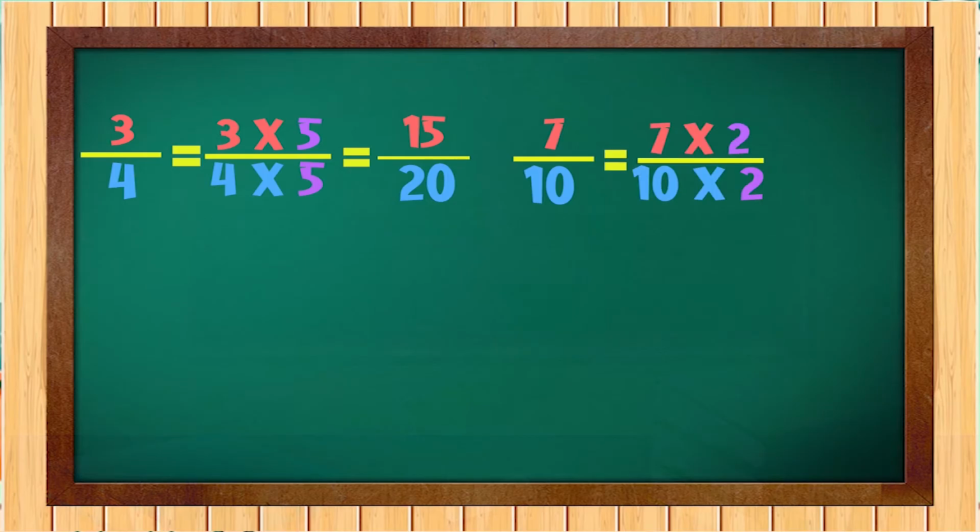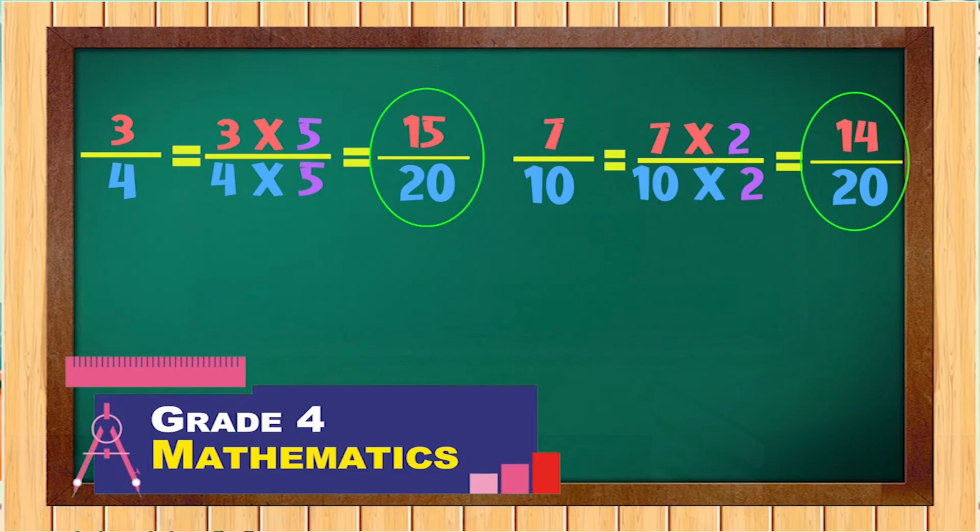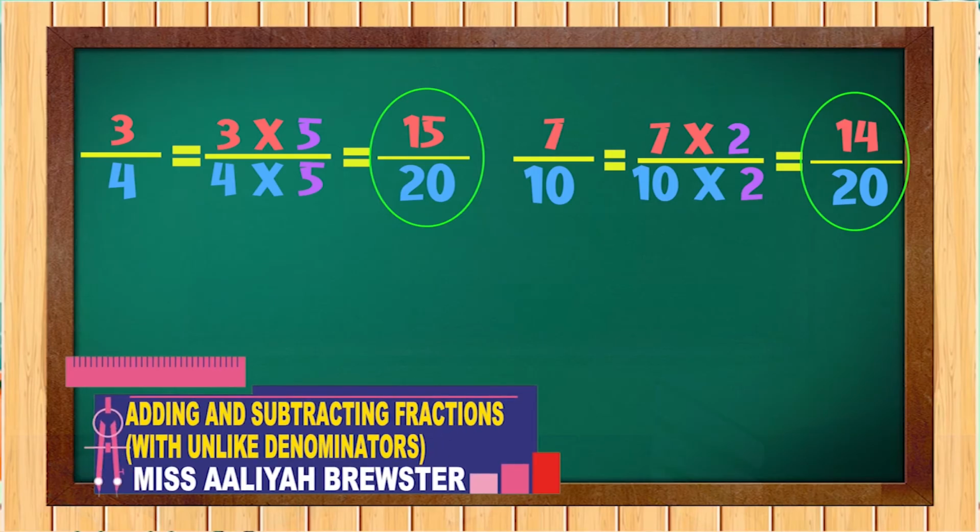So we multiply 2 times 7 and 2 times 10. 2 times 7 is 14, while 2 times 10 is 20. So 7/10 is converted into 14/20. Now that both fractions are converted, we can substitute those two fractions for the original ones and add.